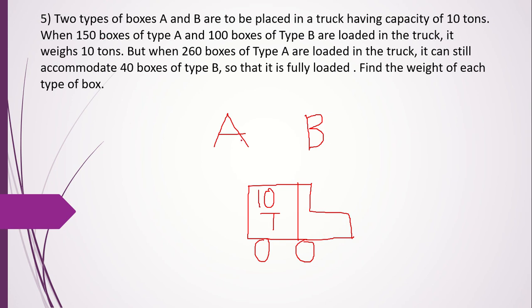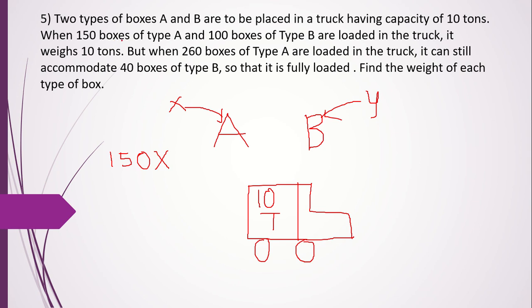Now when 150 boxes of A type are placed, we will assume the weight of boxes of A type to be X, and the weight of boxes of B type as Y. The weight of 150 boxes of A type will be 150 into X, because the weight of one such box we have assumed X.